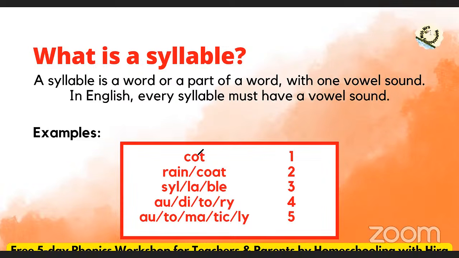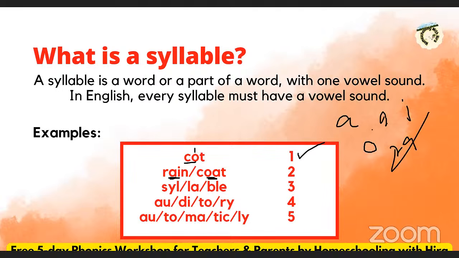Cot. We have only one vowel here. So this is a single syllable word, or one syllable word. How many syllables do we have here? One syllable. Raincoat. Rain, A is vowel number one. Coat, O, vowel number two. So this word is a two syllable word. If you count the letters of vowels, we have four letters: A, then I, then O, and then A. So we are not counting the vowel letters, we are counting the sounds.